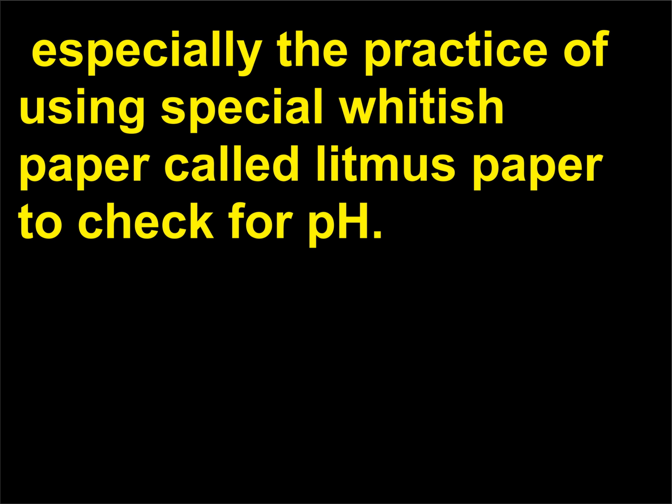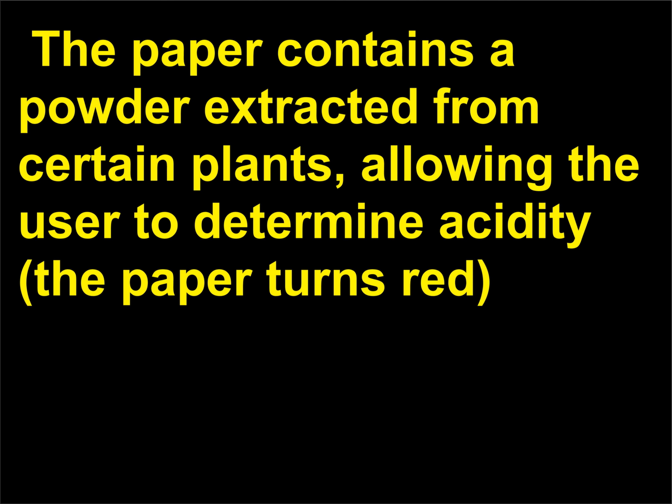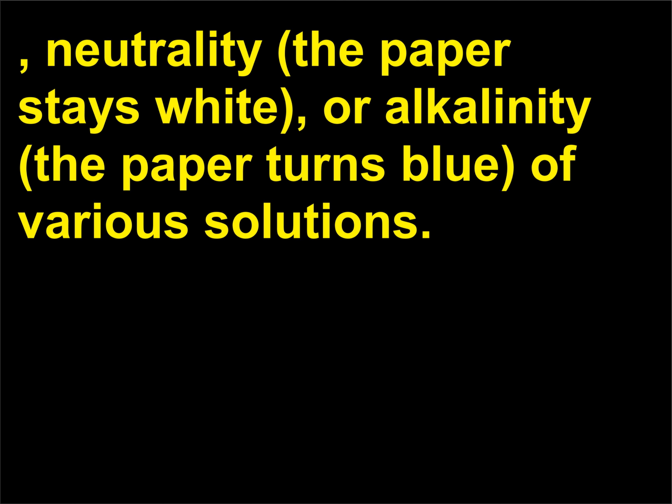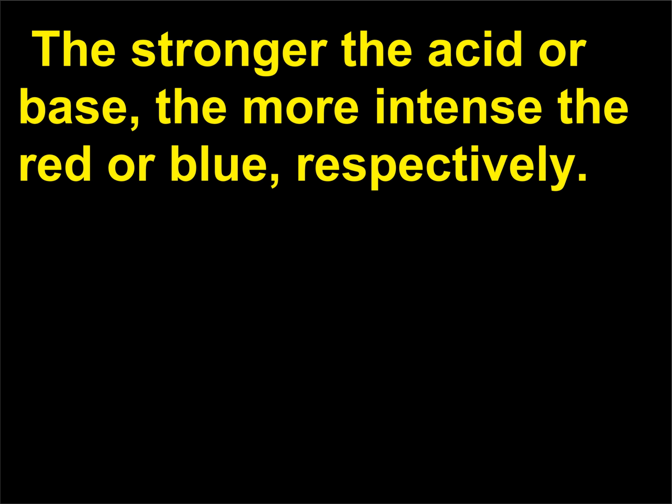Many people are familiar with the pH scale from high school, especially the practice of using special whitish paper called litmus paper to check for pH. The paper contains a powder extracted from certain plants, allowing the user to determine acidity, the paper turns red, neutrality, the paper stays white, or alkalinity, the paper turns blue, of various solutions. The stronger the acid or base, the more intense the red or blue, respectively.